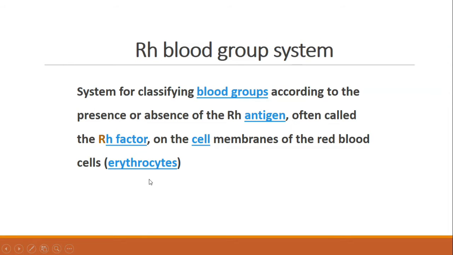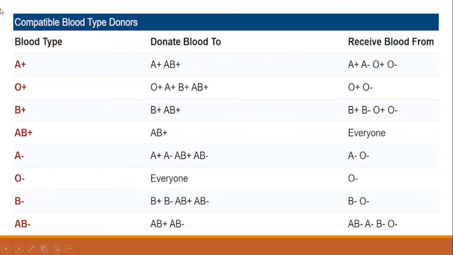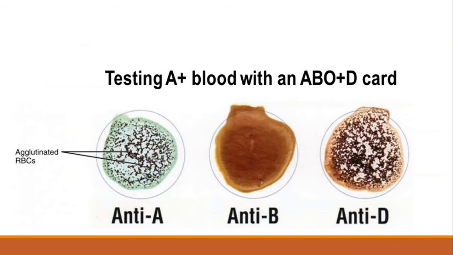Compatible blood type donors: A positive can donate blood to A positive and AB positive, and can receive blood from A positive and negative, O positive and O negative. This is the chart that refers to blood transfusion, showing to whom a person can donate blood and from whom they can receive. Okay, testing for A positive blood with an ABO plus D card.